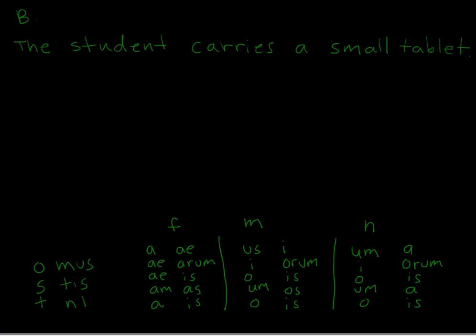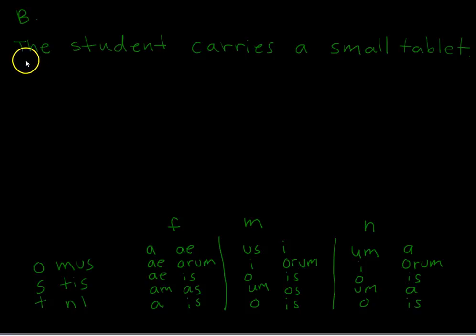Okay, here we are. Latina Christiana 2, Lesson 7, and we're looking at Part B, where we go from English to Latin. A little more complicated. I really want you to slowly follow through on this, so this would probably be something you could be checking on Friday. The student carries a small tablet.